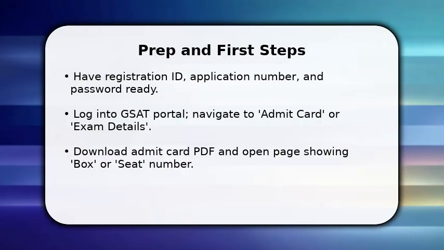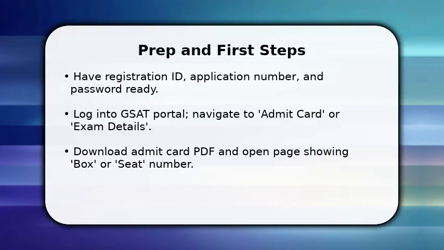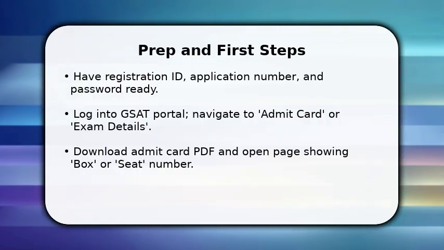You start by gathering essentials: registration ID, application number, and your login password. Once done, go straight to the Gsat portal and sign in. Make sure to choose the current exam session. After signing in, open the admit card or exam details section and download the PDF.